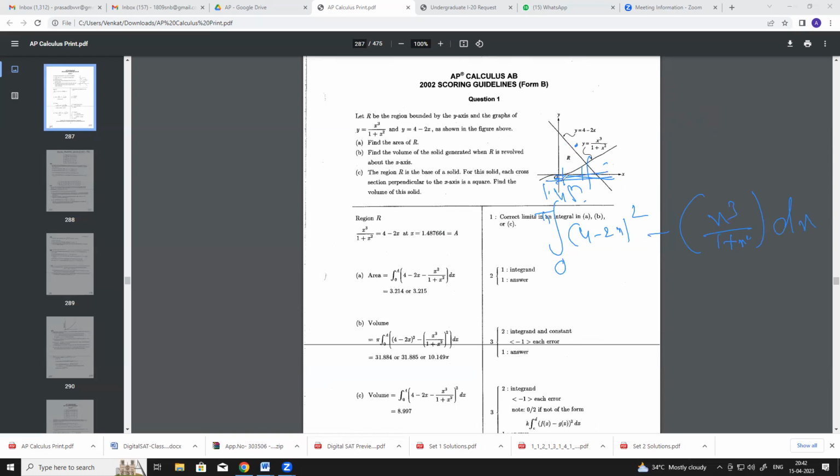You are rotating about this, so you get a washer. Pi times the integral from 0 to a of f of x whole square minus g of x whole square, times dx.